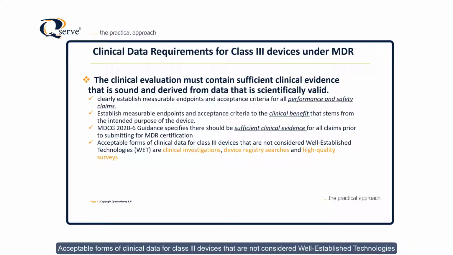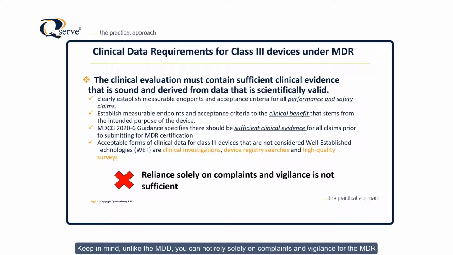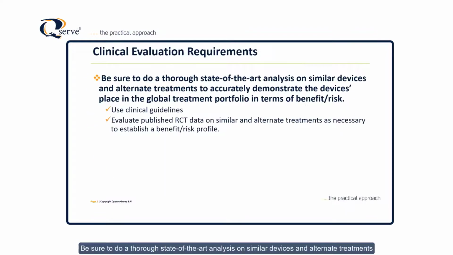Acceptable forms of clinical data for Class 3 devices that are not considered well-established technologies are clinical investigations, device registry searches, and high-quality surveys. Keep in mind, unlike the MDD, you cannot rely solely on complaints and vigilance for the MDR. Be sure to do a thorough state-of-the-art analysis on similar devices and alternate treatments to accurately demonstrate where your device sits in the global treatment portfolio in terms of the benefit-risk. To do this, use clinical guidelines and published clinical investigation data on similar and alternative treatments as necessary to help you establish a benefit-risk profile for each case.